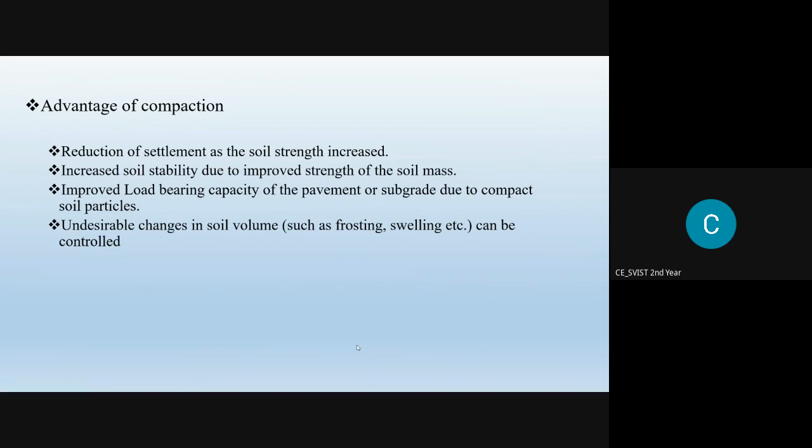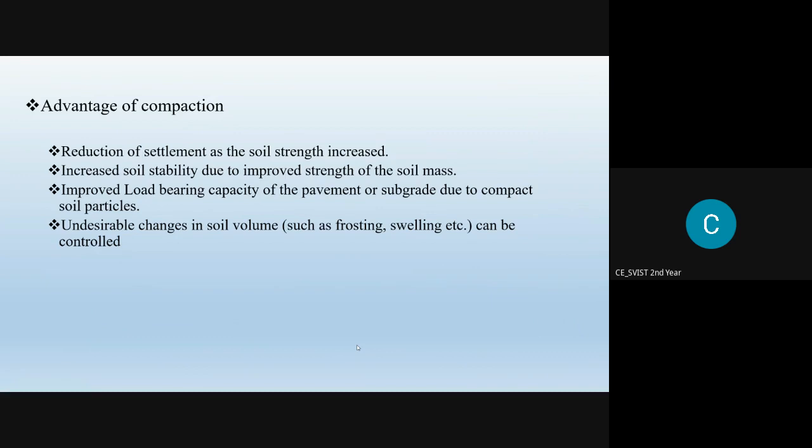Another one is increased soil stability due to improved strength of the soil mass. As the strength of the soil is increased, obviously the soil is stronger and more stable than before. Improved load bearing capacity: because the shear strength is increased, it is more stable. So improved load bearing capacity of the pavement or subgrade due to the compacted soil mass. Okay, another advantage.